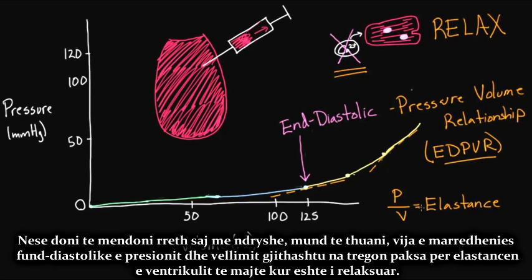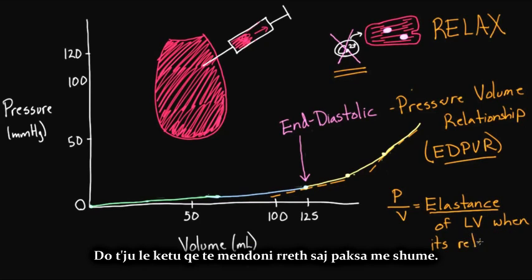So if you ever want to think about it differently, you could say, well, really the end diastolic pressure-volume relationship line is also telling you a little bit about the elastance of the left ventricle when it's relaxed. So I'll leave you there, and you can think about this a little bit more on your own.